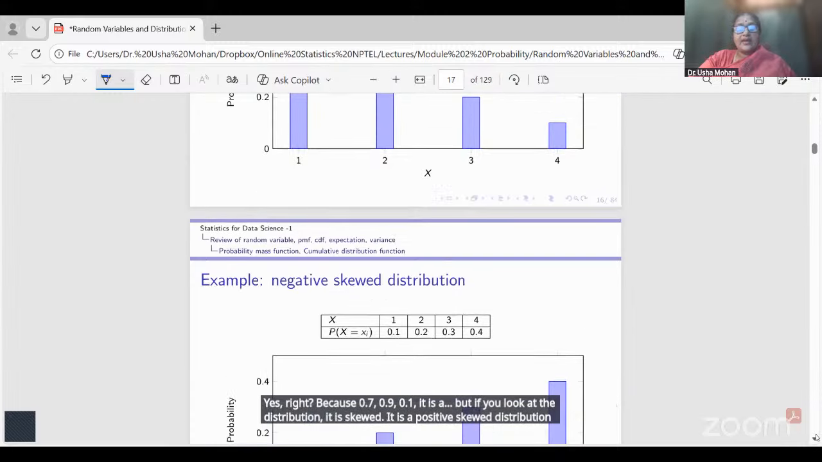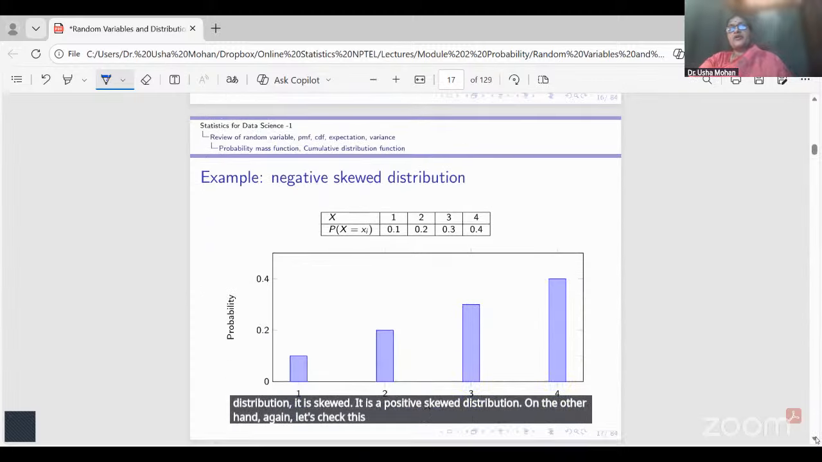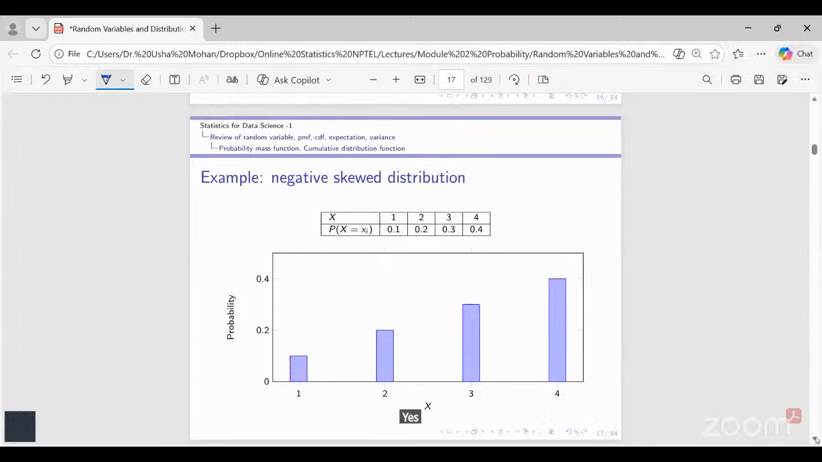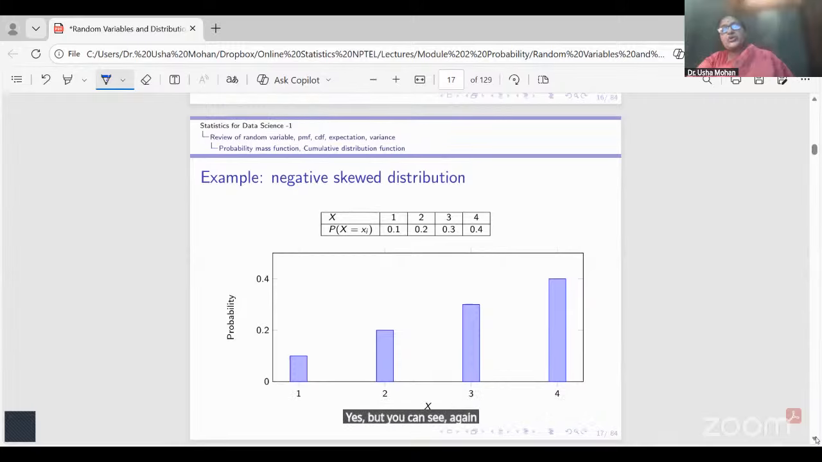On the other hand, again, let's check this. Is this a probability mass function? Yes, but you can see again it is skewed. It is a negative skewed function.